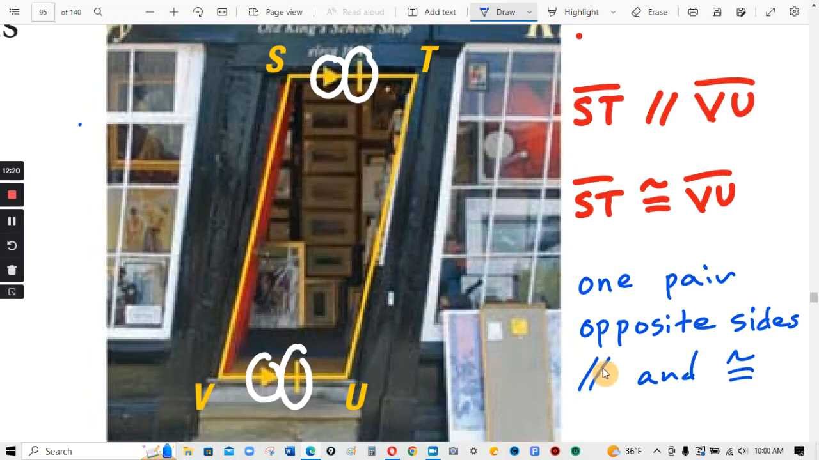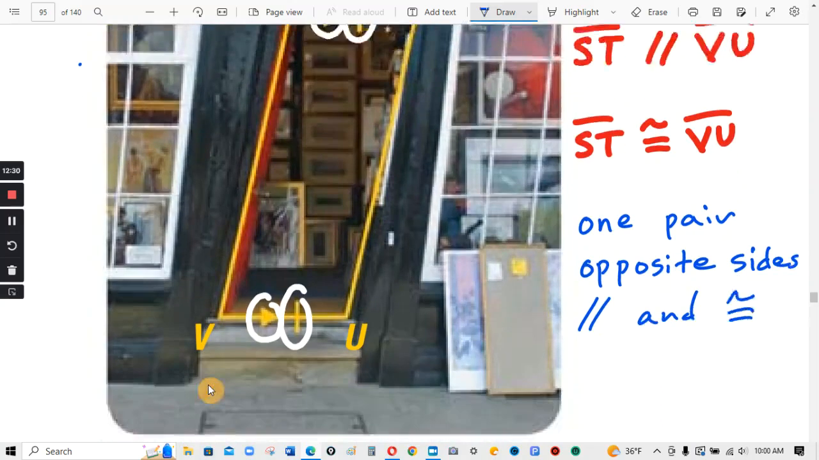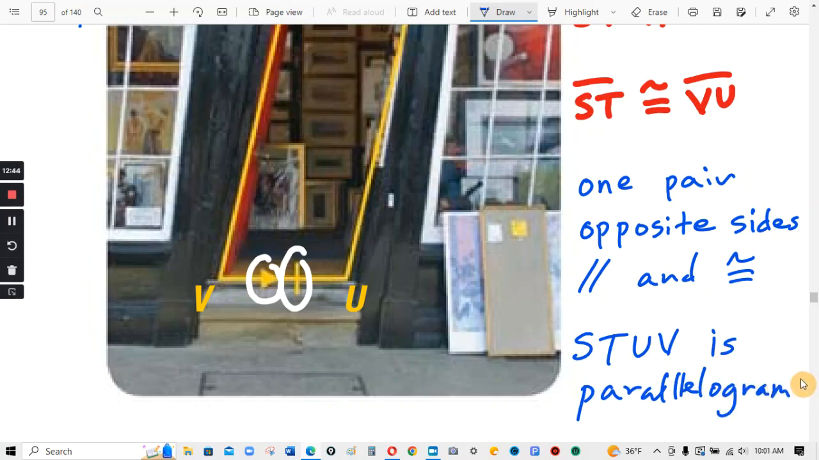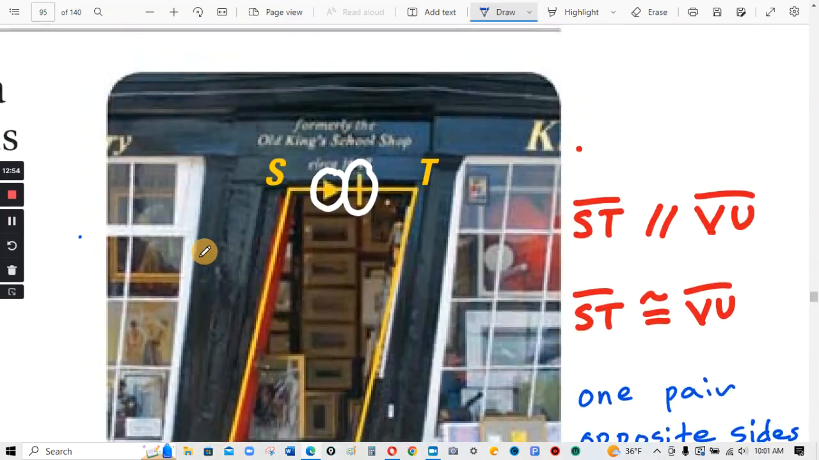This is the symbol for parallel. This is the symbol for congruent. One pair of opposite sides are parallel and congruent. So STUV is a parallelogram. What is the definition or characteristics of parallelograms? Let's see.